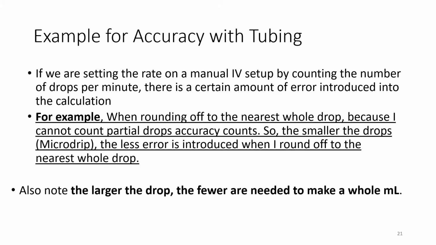So the last note at the bottom is if you can't remember anything else, the larger the drop, the fewer there are needed in order to make that ml. So if I have 5 teeny tiny drops flowing, it's going to take a whole lot of those, let's say 100 to reach an ml. Whereas if I have 3 very large, it may only take half or 50 drops to get to 1 full ml. So think of it that way.